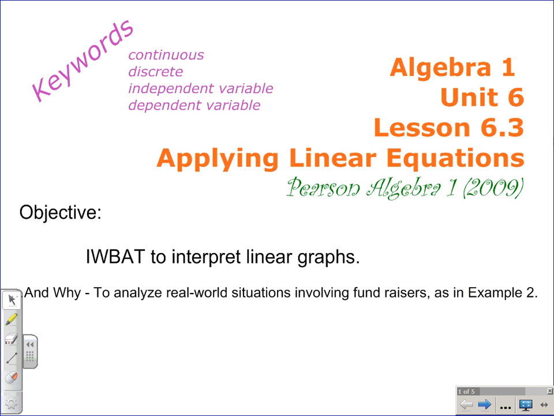In the first example we're going to do today, these two key words, continuous data and discrete data. There's a difference between these two. Continuous data means that you can have parts of a whole represented, either fractions or decimals, and we would need to use a solid line to represent that particular situation. When you have discrete data, only whole numbers make sense. You can't take parts of a whole. We'll see an example today using discrete data.